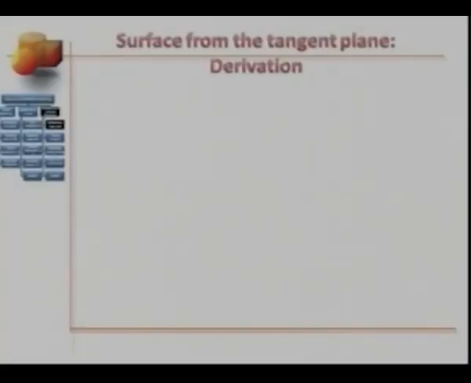Now let's discuss the relation between the surface and the tangent plane. Let's say we have the surface, we have a point on this patch, let's call it P, and we have a tangent plane passing through P. This tangent plane may or may not intersect with this surface patch.